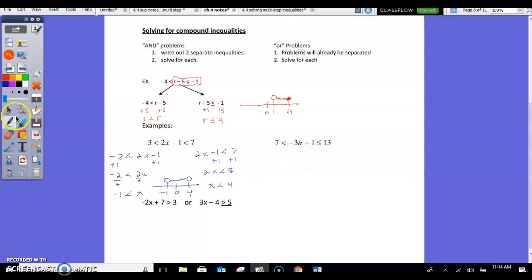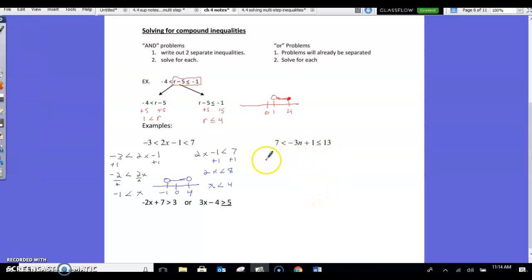All right, over here. You can pause this and then try this one. But I'm going to start by writing out my two inequalities. 7 is less than -3n plus 1. So I can stop there. Stop when you get to that second inequality. So there's one of my problems that I'm going to do. And then over here, I'm going to start with the middle part. -3n plus 1 less than or equal to 13.